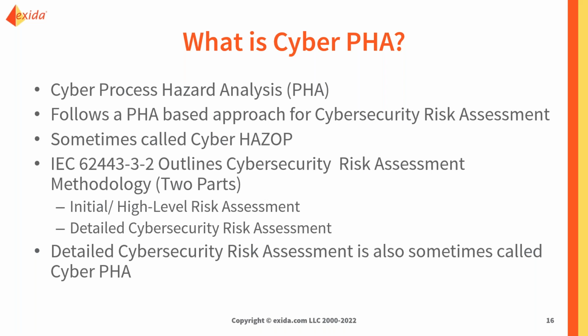Or if we look at tying it back to the IEC 62443 methodology, the 3-2 portion of the standard looks at cybersecurity risk assessment in two parts. The first is our initial high-level risk assessment, where we are just identifying consequence and consequence severity, and then the detailed risk assessment, where for those high consequence or high criticality components, we dive down to greater detail. It's that detailed risk assessment that follows the same methodology as Cyber PHA and would go through that same HAZOP worksheet-based approach.